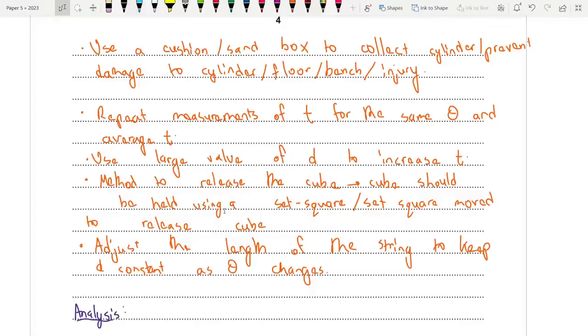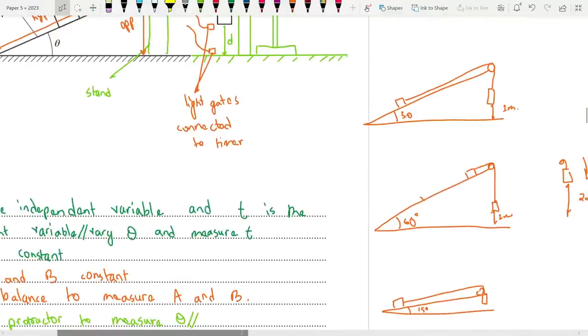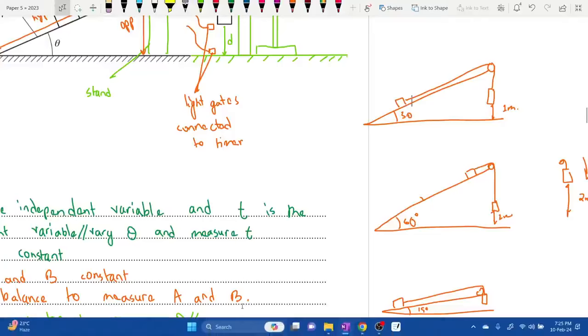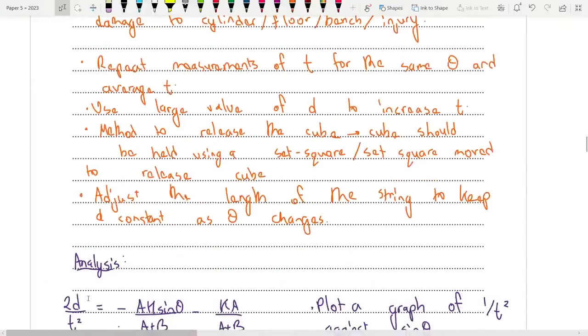Okay, so the cube should be held using a set square, or the set square should be moved to release the cube. What does that mean? For example, it's gonna fall down, right? We can hold it using a set square like this. We can hold the cube using a set square, then we can just move it. If we move the set square, what will happen? The cube will move to the right and the cylinder will fall down. So that's what they're saying. We have to use a method to release the cube rather than apply a force. Rather than applying a force, we have to hold it in place, and then when we move the set square, it will fall down.